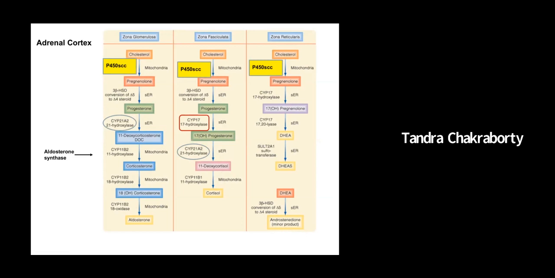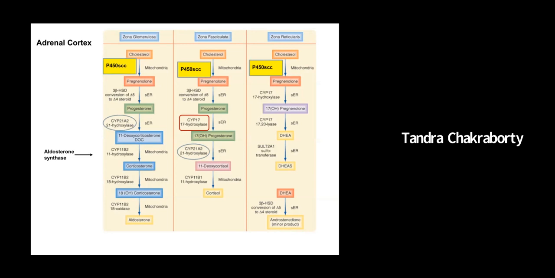So, a couple of pieces of information that you need to remember in here: number one, the starting point is cholesterol. Number two, the first step in the process, which takes place in the presence of P450 side chain cleavage, takes place in the mitochondria. The third, the last step takes place in the mitochondria also, but the intermediate steps take place in the smooth endoplasmic reticulum.